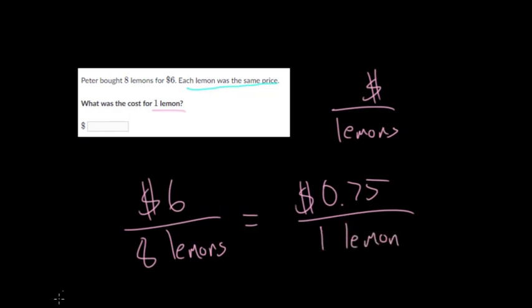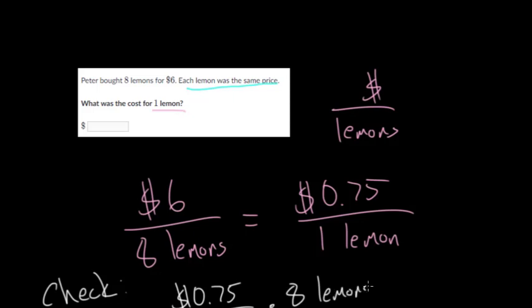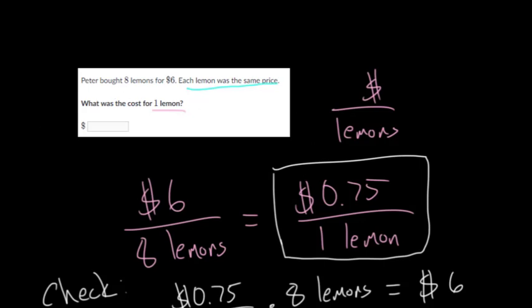And we can check this. Remember, you can always check these by just re-multiplying it out. Take your 75 cents per lemon, multiply it by the amount of lemons that Peter is going to buy. So 8 lemons. And 75 cents times 8 would give us back $6. So when we checked it, we knew for sure that it worked. So this is the cost of one lemon. So we would put 75 cents into the box.